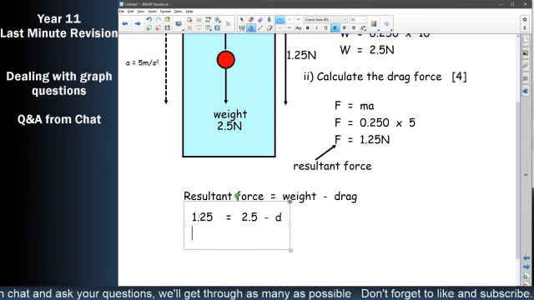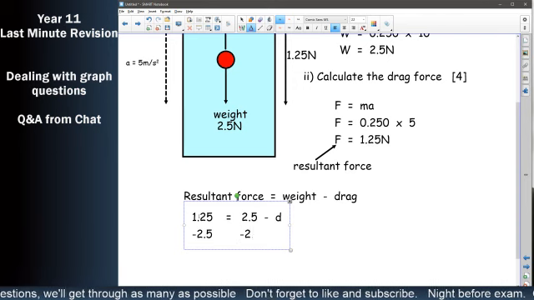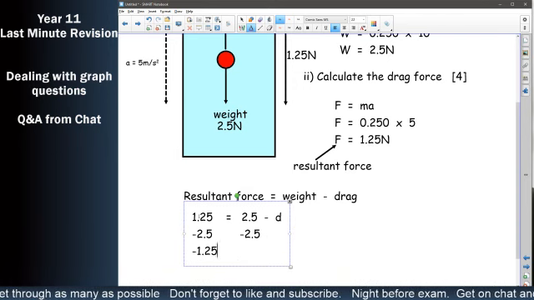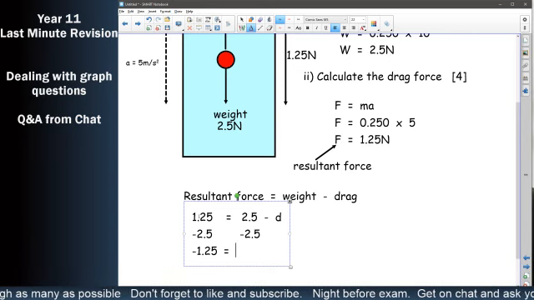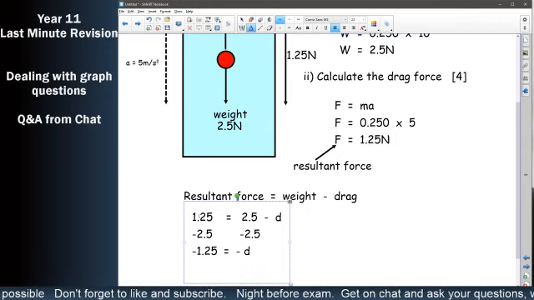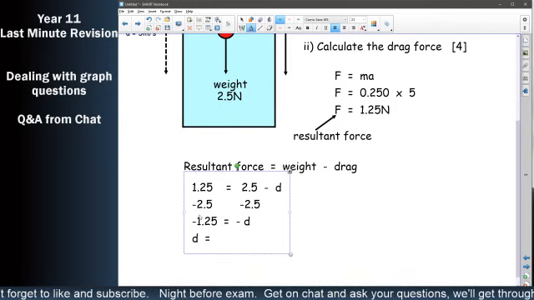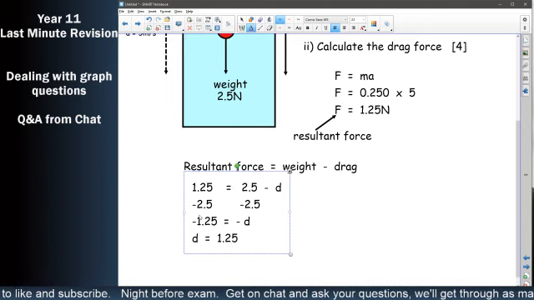At this point we need to do a little bit of rearranging. So I'm going to take away 2.5 from both sides, and that gives me negative 1.25, and I'm having a little bit of a panic when I see a negative, equals negative D. It's okay, the negatives will cancel each other out on both sides, so that gives me that D is equal to 1.25. So my drag force is 1.25 newtons.